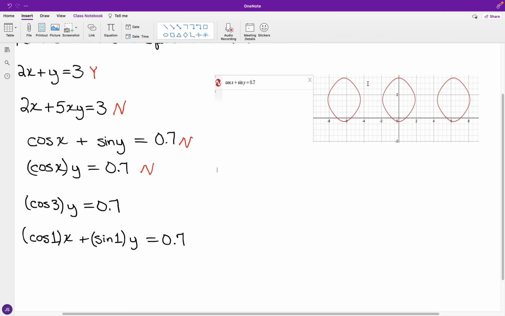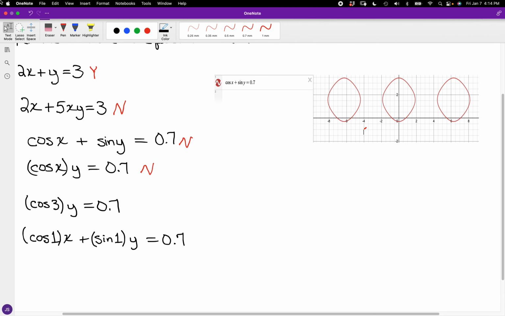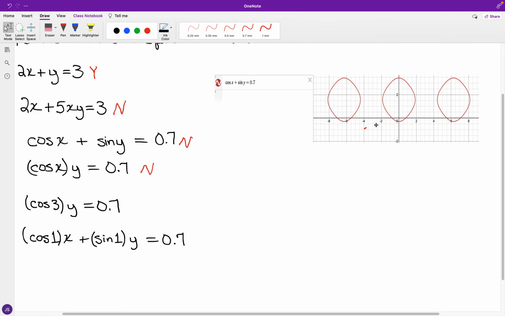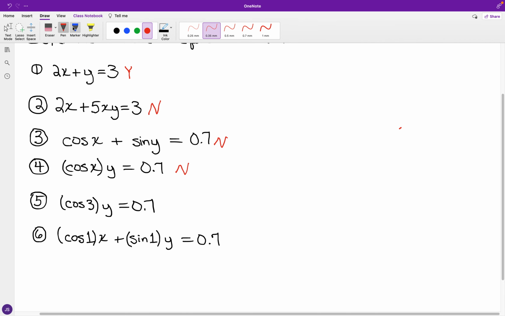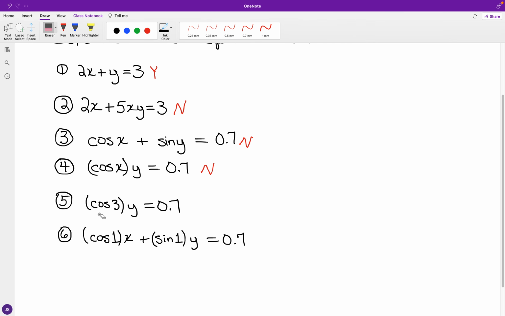All right, now for the next item, we have the cosine of 3 times y is equal to 0.7. Now the cosine of 3 is going to be a constant, because we're looking at the cosine of 3 radians, and a constant times y is equal to 0.7. If you have a fraction, it could be a rational number or an irrational number, as long as it's a real number times y equal to 0.7, that is going to be a case of a linear equation. So you have the cosine of 3 radians times y is equal to 0.7.